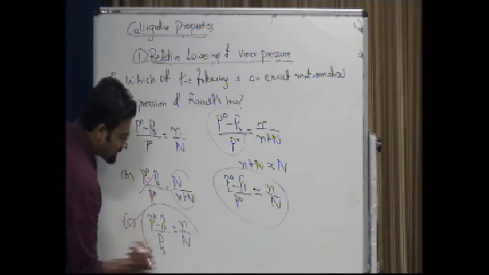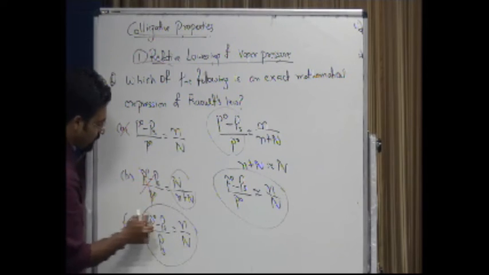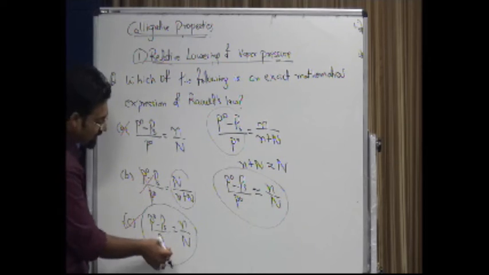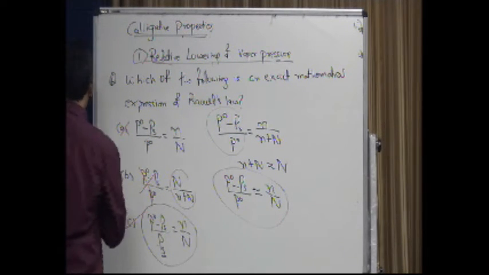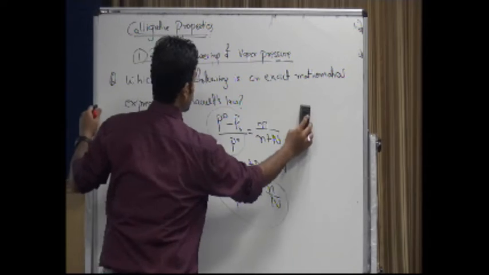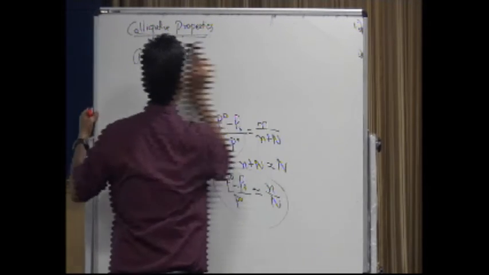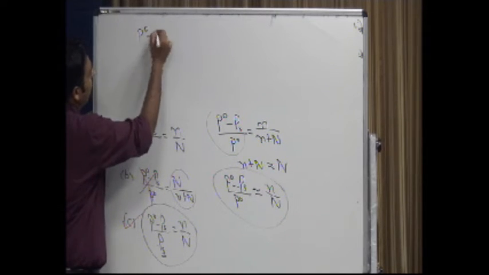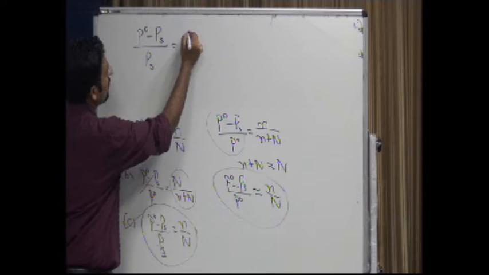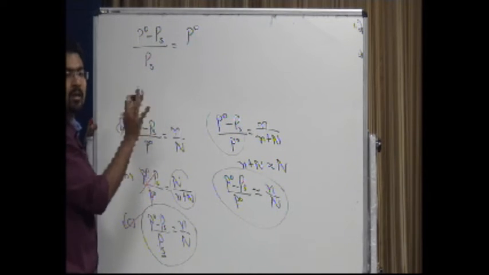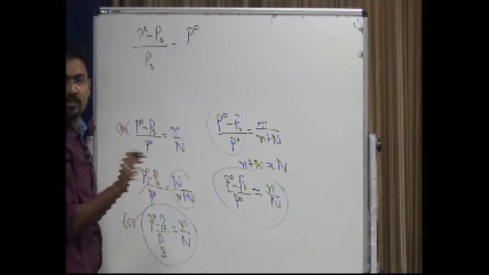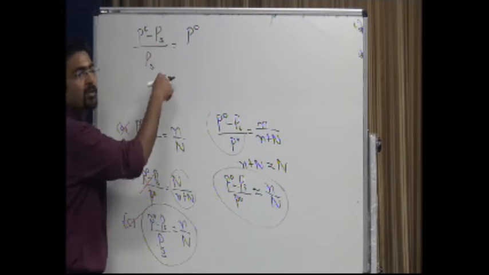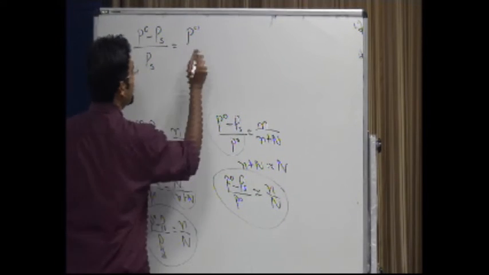But if you look at this relation, this is different from all the other three. Why? Because it has PS in the denominator, not P naught. Let's see what really happens if I take PS as the denominator. If I take PS as the denominator, this expression is not relative lowering of vapor pressure. It has no specific meaning because you're measuring the decrease in vapor pressure with respect to the final pressure. It does not give you the percentage change.